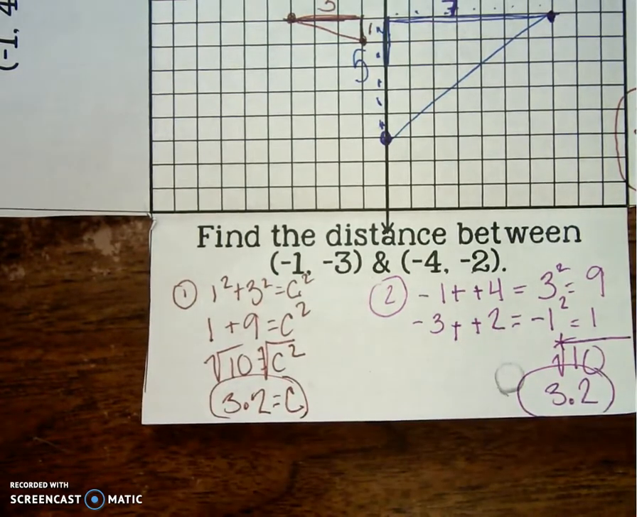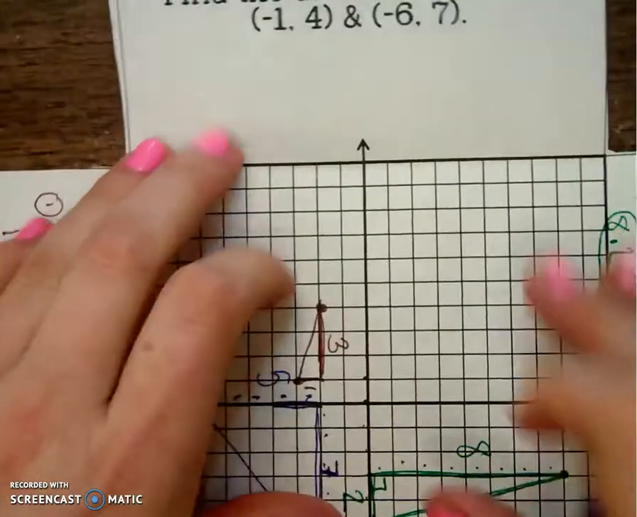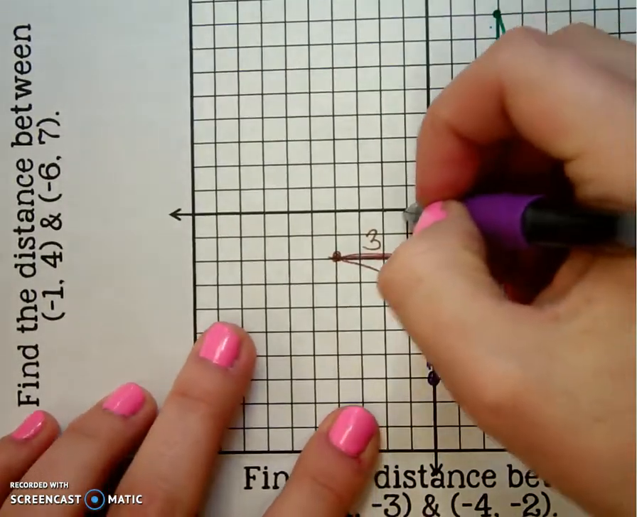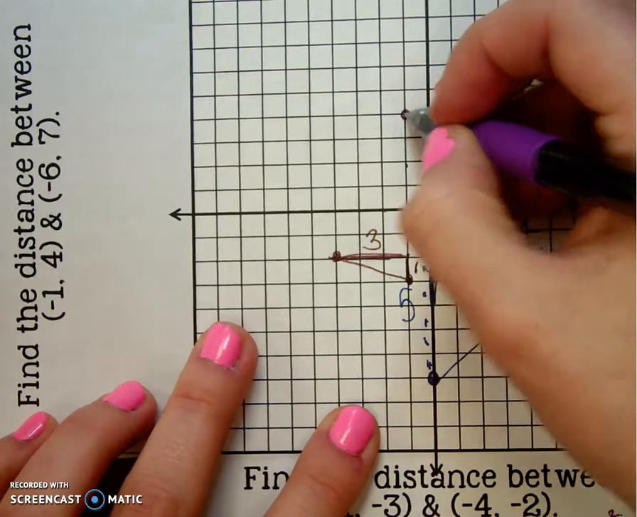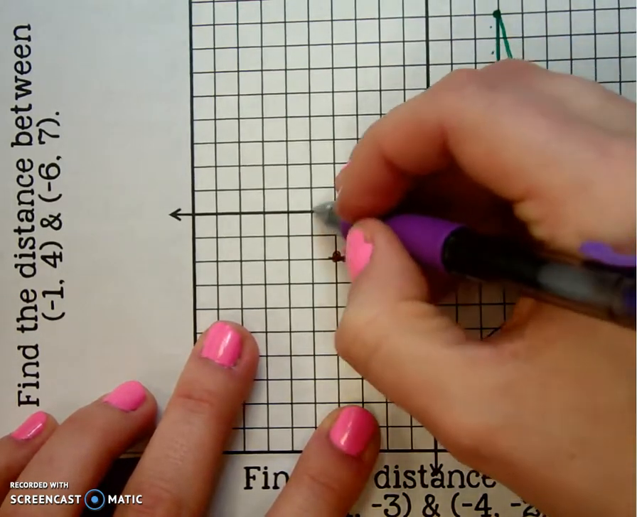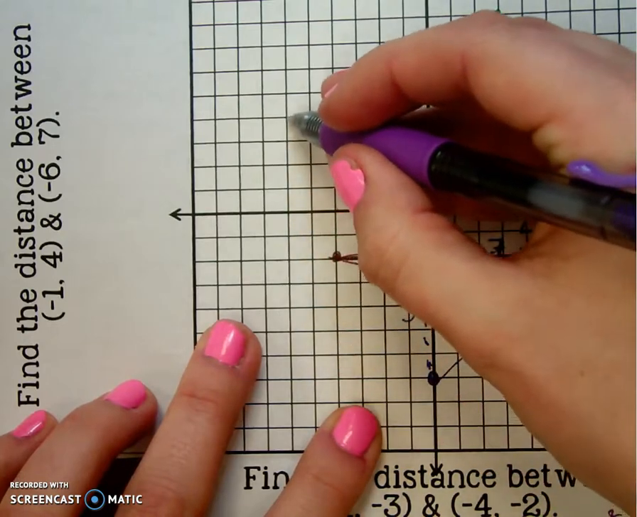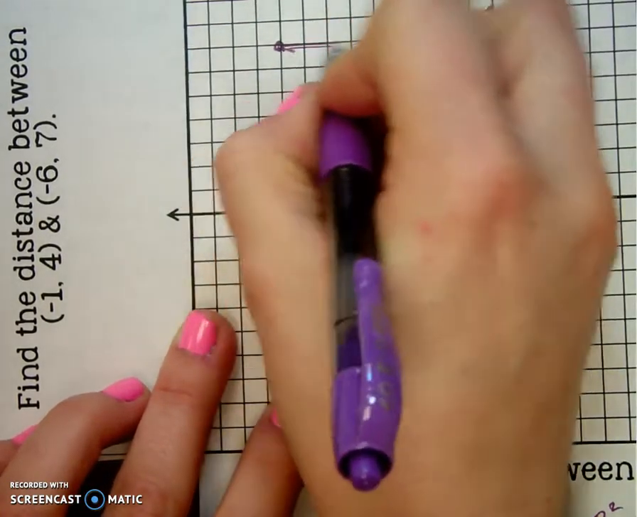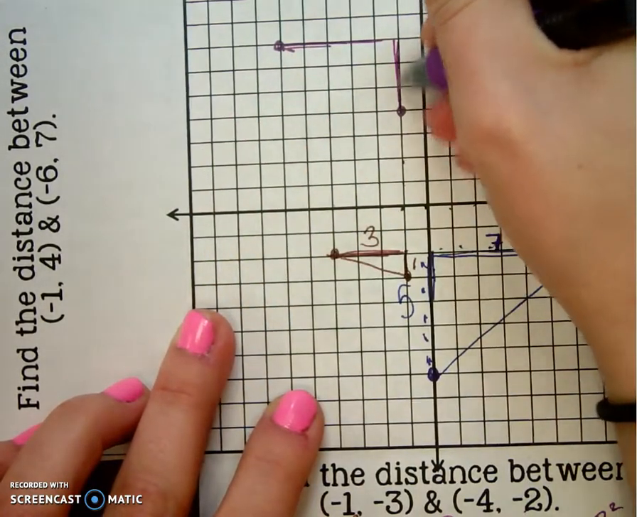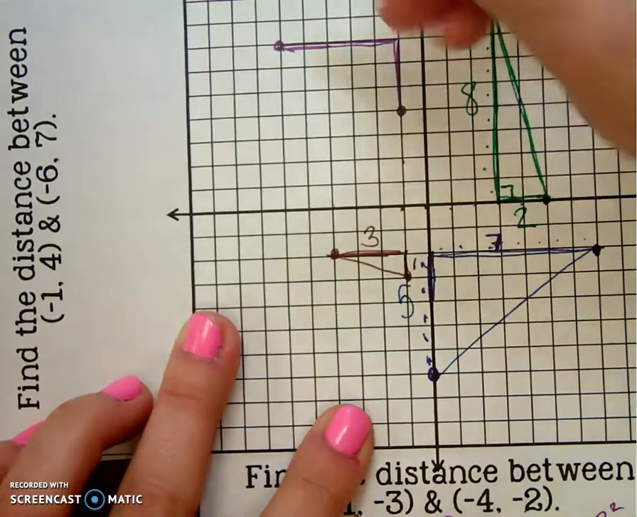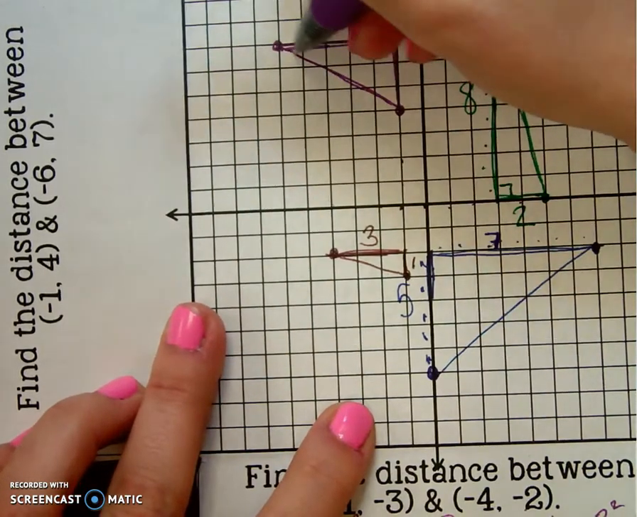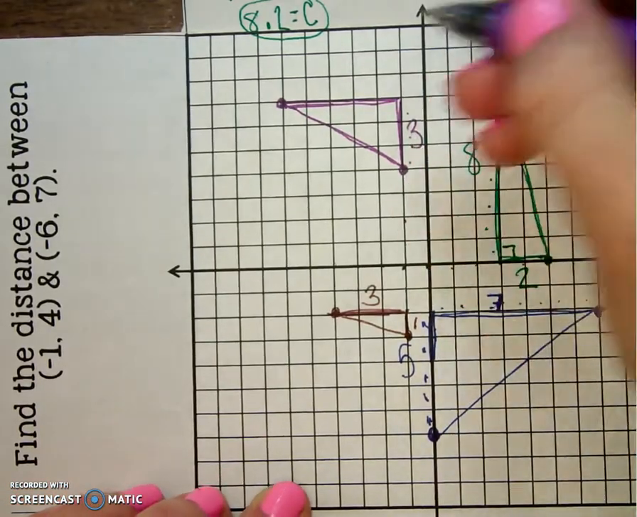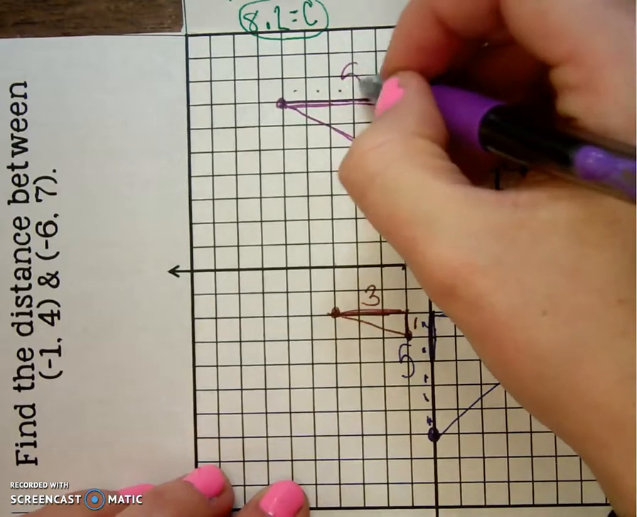And then the last example. Find this distance. Go ahead and graph them. (-1, 4) and (-6, 7). Draw your right triangle. It's easier to draw these legs first and then to connect your diagonal. The legs are 3 and 5.